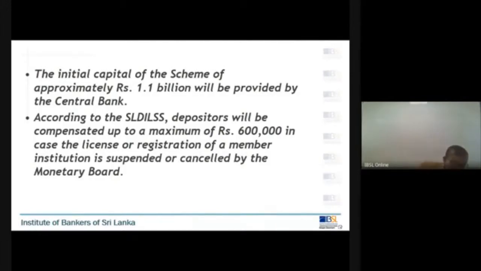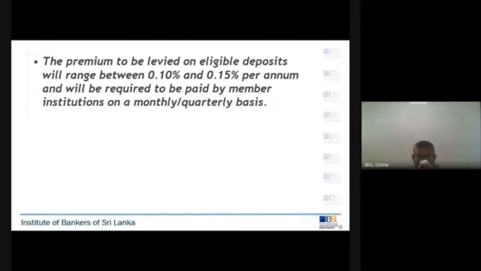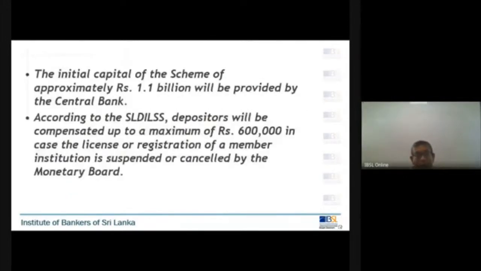But remember again, even though they started the scheme on 1st October 2010, the compensation started to be paid from 1st January 2012 onwards. Why? Because they needed to build up the fund, right? So the compensation starts from 2012. Okay. Now, who are the member institutions covered under this scheme?